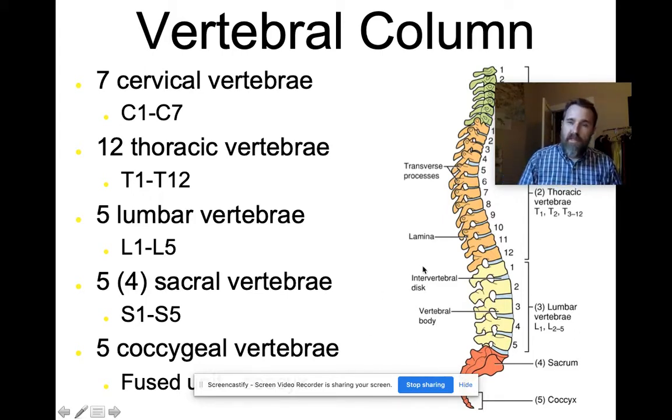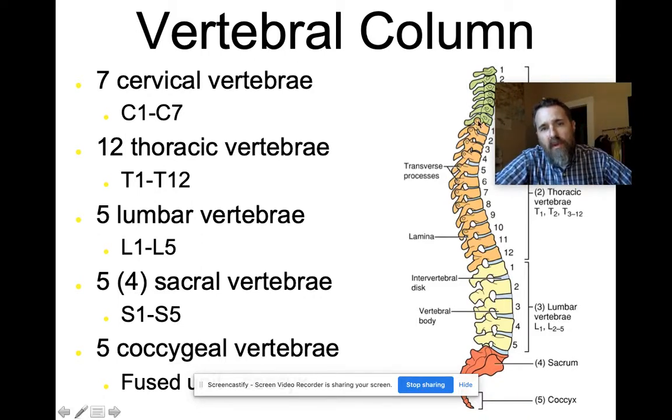So I would suggest learning them like that: cervical, thoracic, lumbar, sacral, coccyx, and then learning the numbers that go along with it: 7, 12, 5, 5, 5. All right. 7 cervical vertebrae, 12 thoracic, 5 lumbar, 4 to 5 sacral, but it's easiest just to remember 5. And it varies, but 5 coccygeal vertebrae.